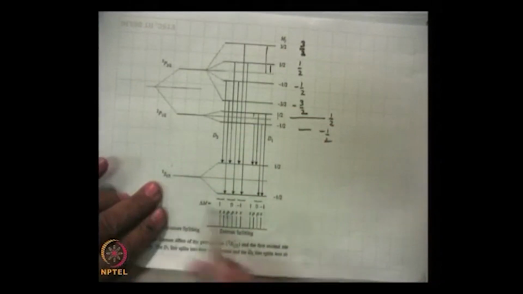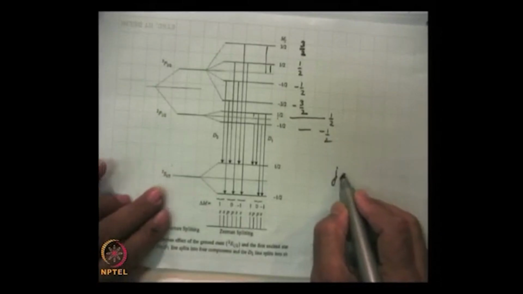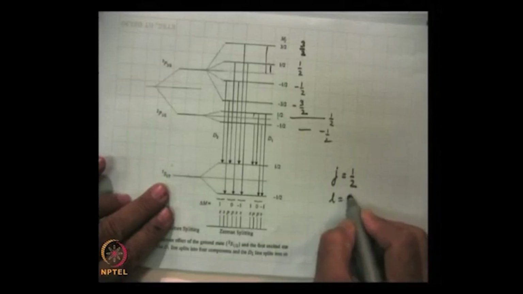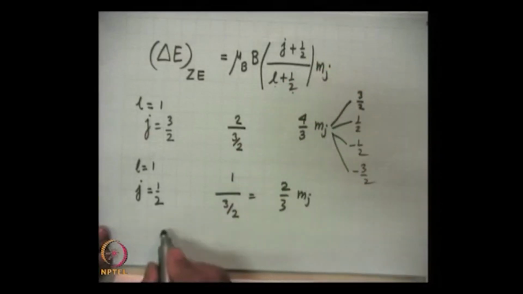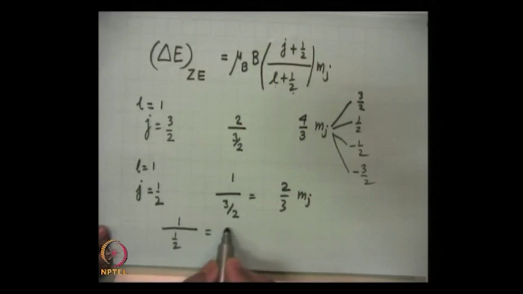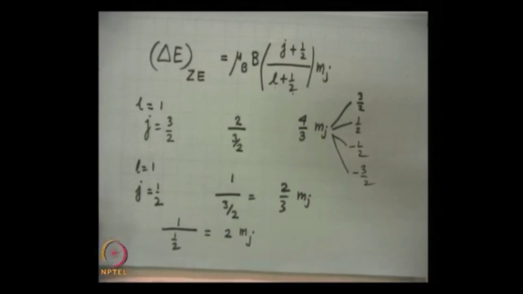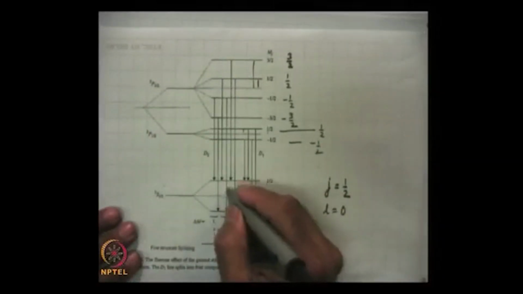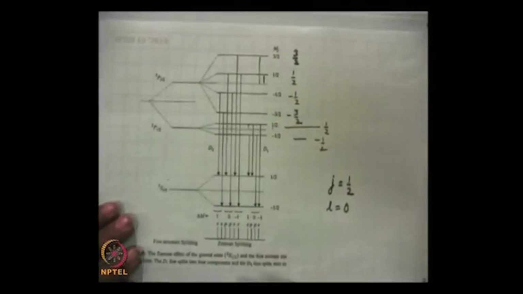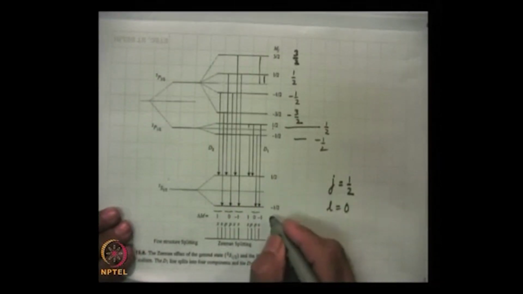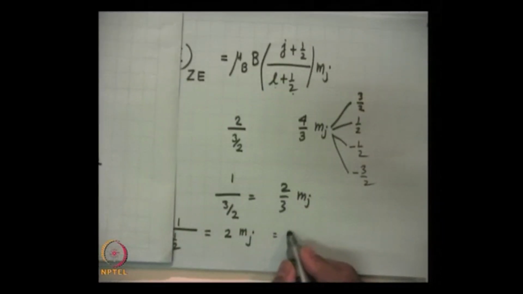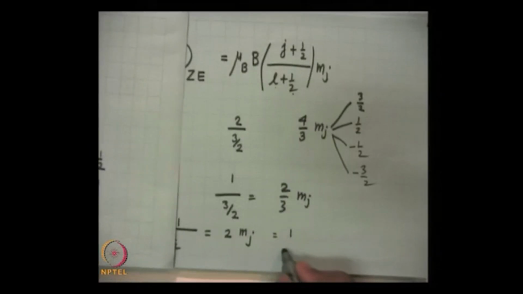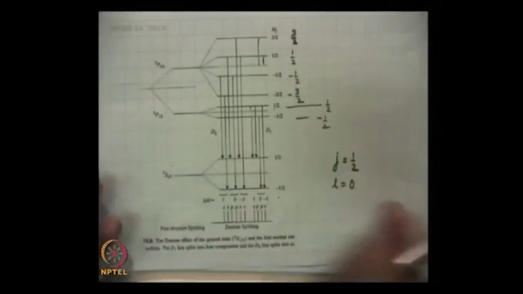In this case, you have j is equal to half and L is equal to 0. So, if you have j is equal to half and L is equal to 0, this will be 1 divided by half. So, this will be 2 times mj. So, you see here the splitting is much more than here, and mj can take half and minus half. So, 2 times mj: 2 into half is 1 and 2 into minus half is minus 1. So, these are the splittings.